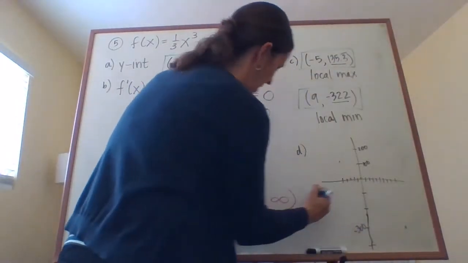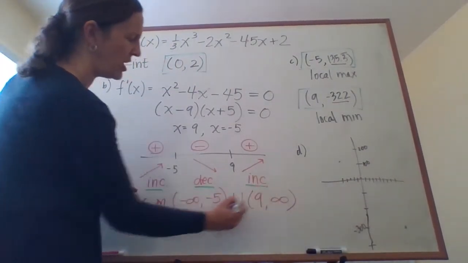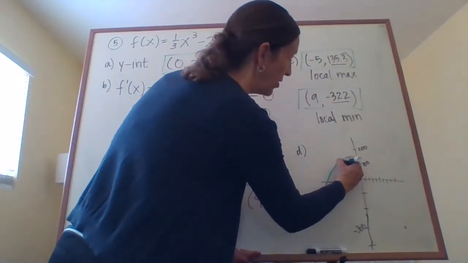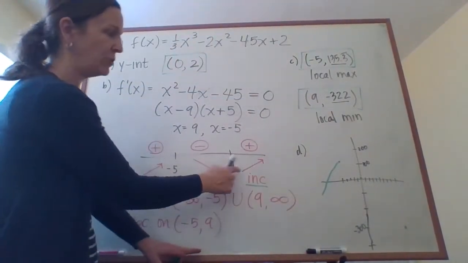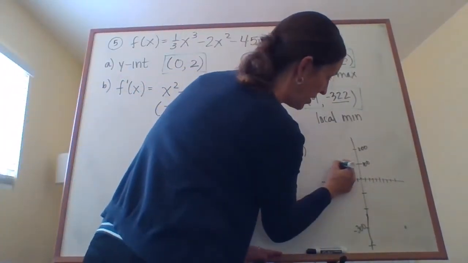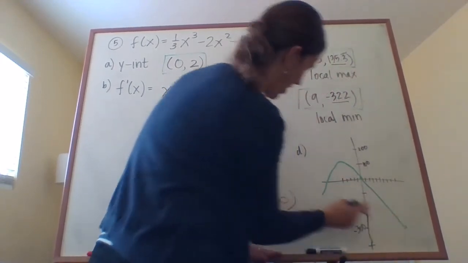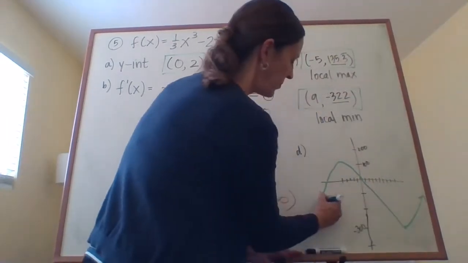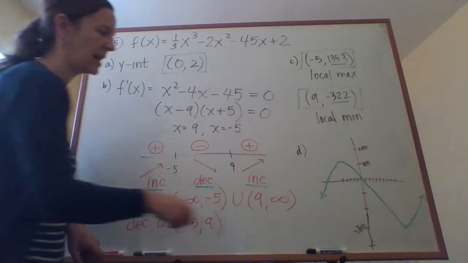And this also helps me. I'm increasing, then I'm decreasing, then I'm increasing, right? So I'm increasing up to negative 5, this point here. Then I'm decreasing all the way down to 9, this local min here, headed through the y-intercept point, decreasing down, and then after 9, I am increasing again. So for part D, I was looking for a basic shape that looks something like that.